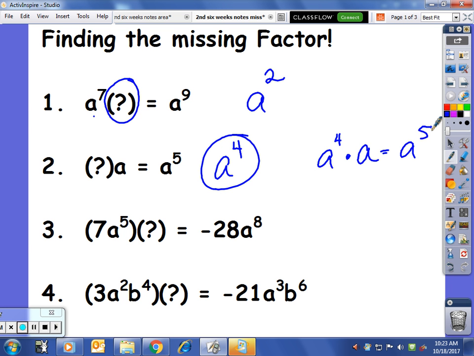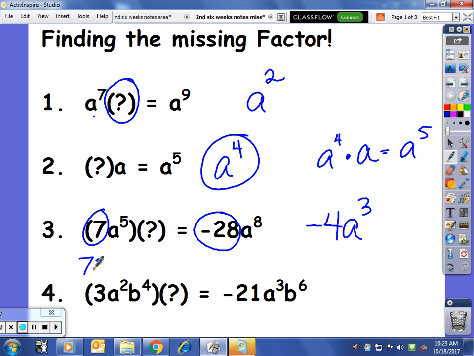All right, now, number 3. Kicking it up a little bit. Just a little bit. 7 times some unknown factor became a negative 28. Negative 4. And then the a's went from a to the 5th to a to the 8th. Negative 4, a to the 3rd is the missing factor here. Are y'all okay with that?